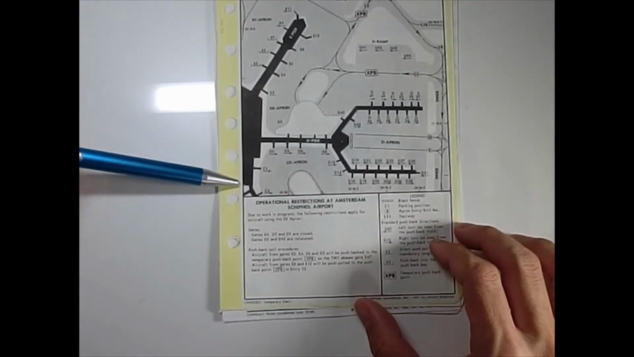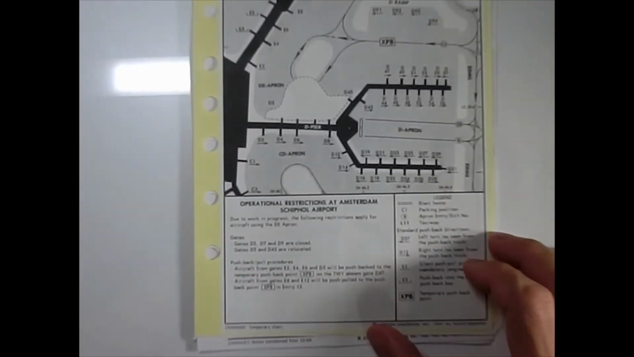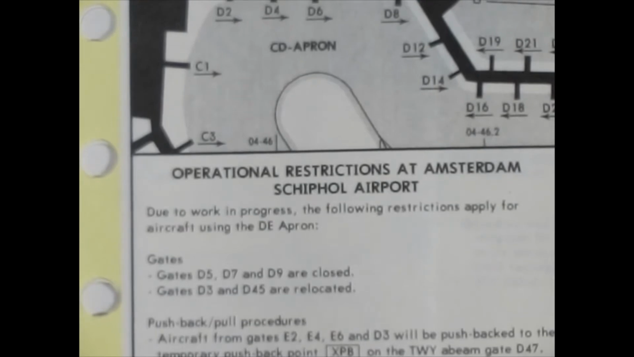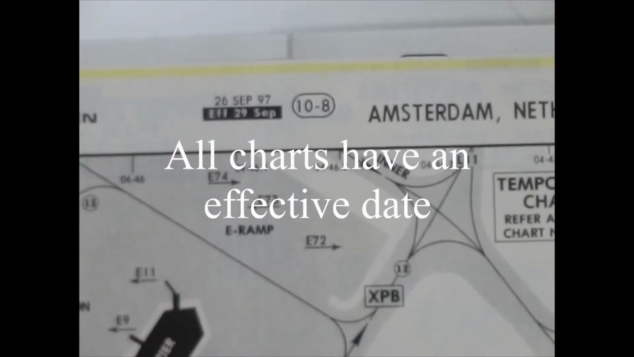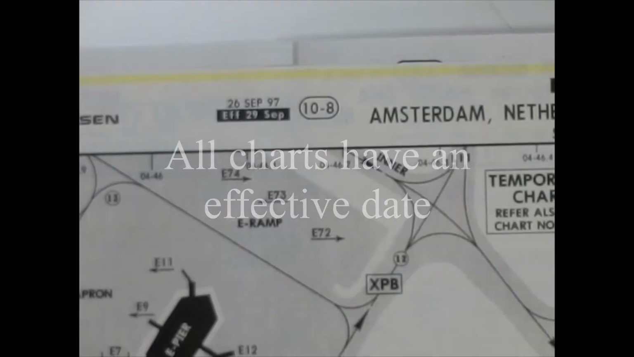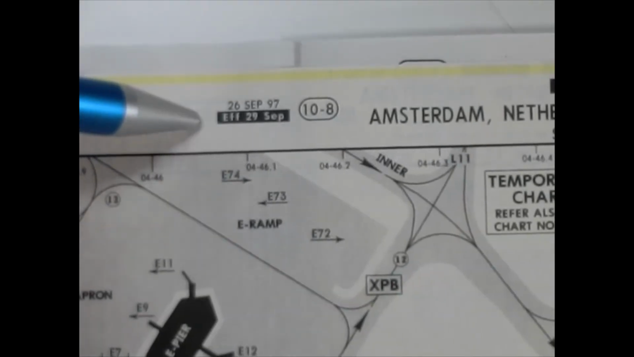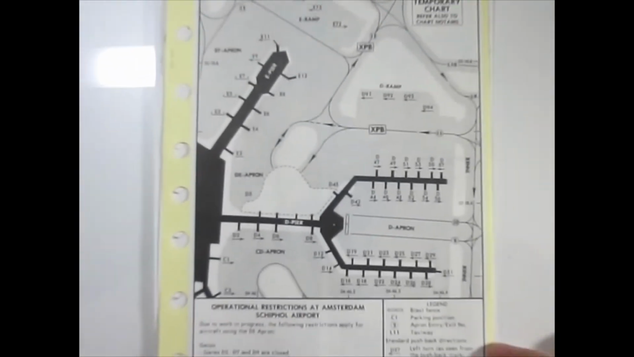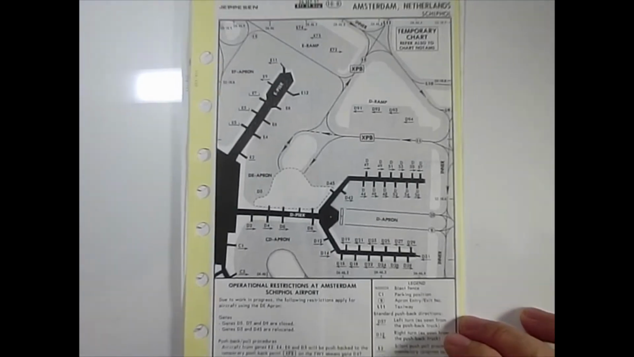And the reason that we have this particular temporary chart is because there's work in progress at this time. Okay, now this is an old chart, it's a sample. Don't be put off by the date, but there is an effective date, which is 29th September of 1997. Alright, so this is a sample. Now let's look at the rest of the airport charts.